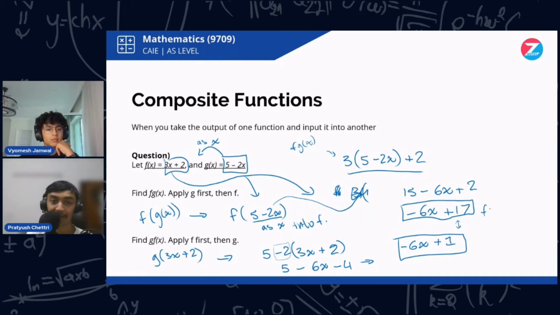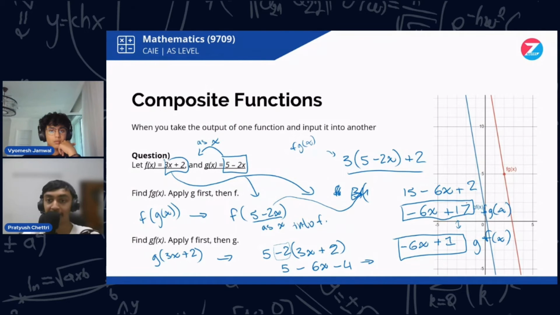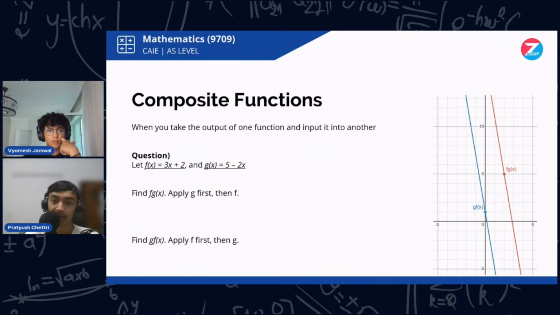This is f of g of x, and this is g of f of x. So the order that you apply these in definitely matters, so be careful of that. We can see this on the graph as, if I just clear this, g of f of x is just down here, while f of g of x is all the way up there. They're different lines.